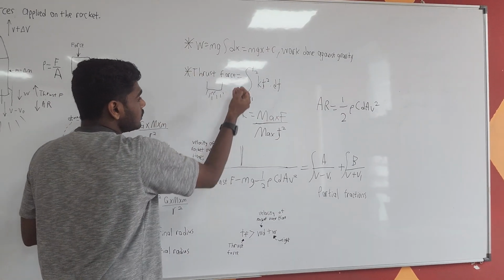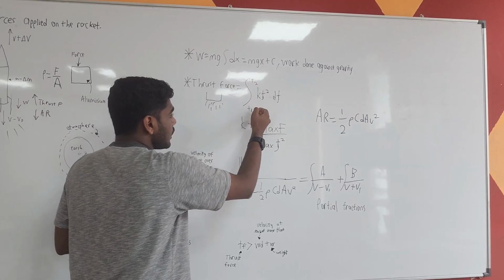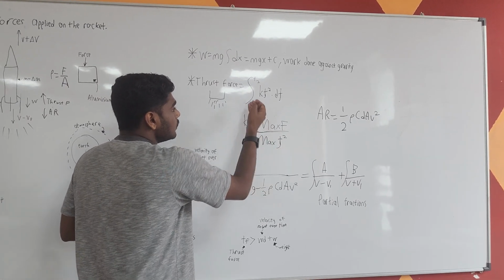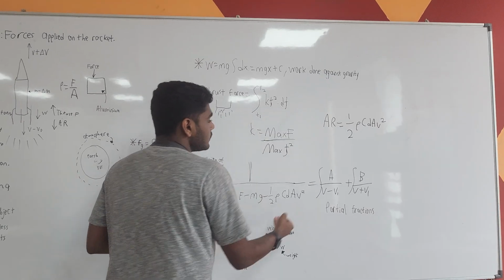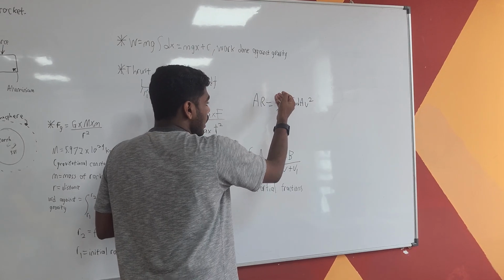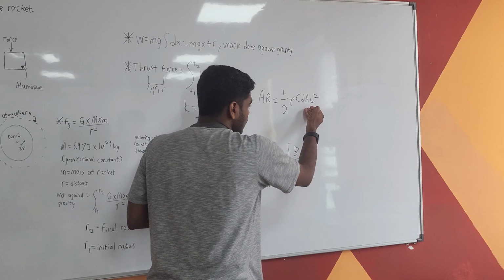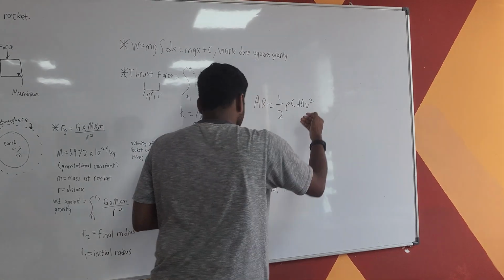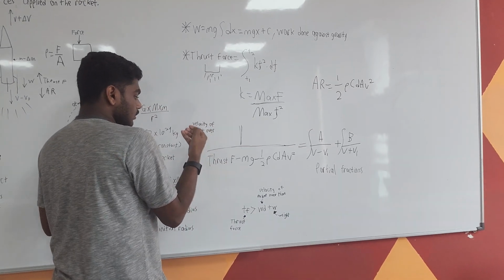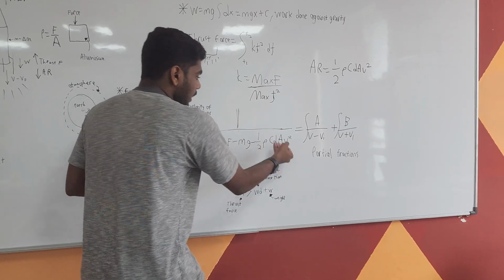The thrust force over here is defined by the final time and the initial time, and in order to find the constant k, the max force over the max time squared, which is why we got kt squared times dt. The air resistance over here is defined by half times the density, times the coefficient of drag, times the cross-sectional area, times the velocity squared. Adding all of this, we would have to find the velocity of the rocket over time, which is defined by 1 over the thrust force minus the weight minus the air resistance.